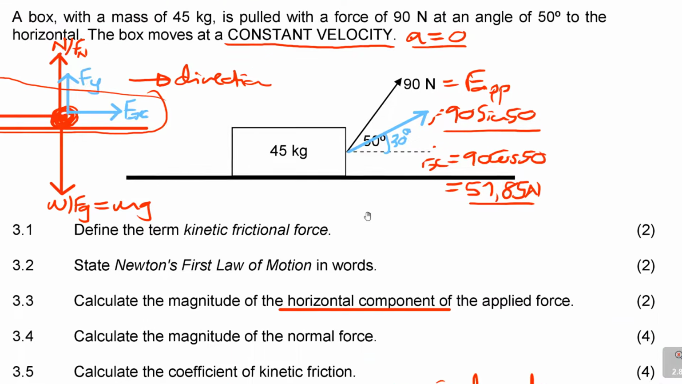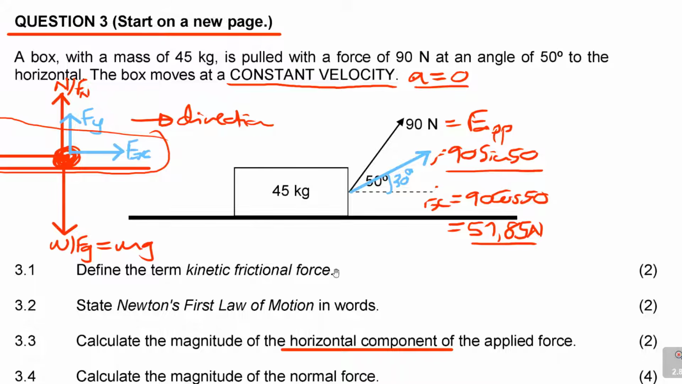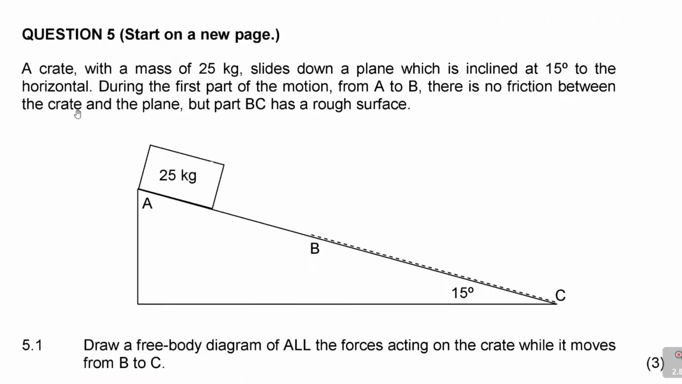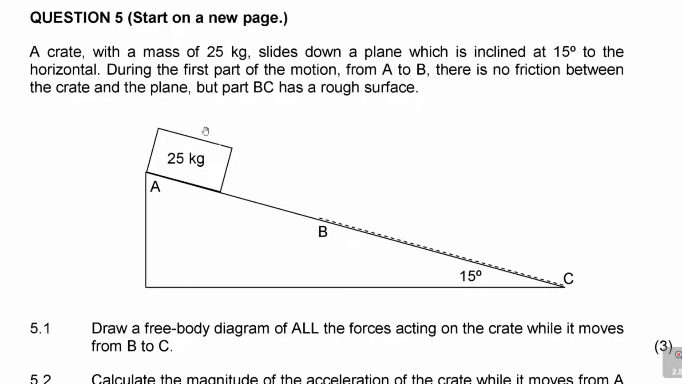So guys, this was that. I don't know whether it's making sense. I hope it is. So let's continue. As I said, this is the last one. I'm doing question number 5. Again, similar. A crate with a mass of 25 kg slides down a plane which is at an incline of 15 degrees to the horizontal. During the first part of the motion from A to B, there is no friction between the crate and the plane, but part BC has a rough surface.